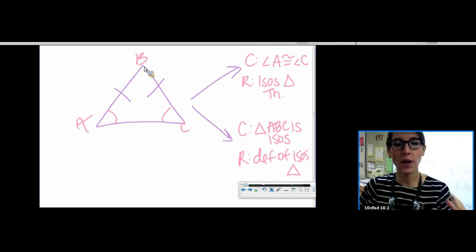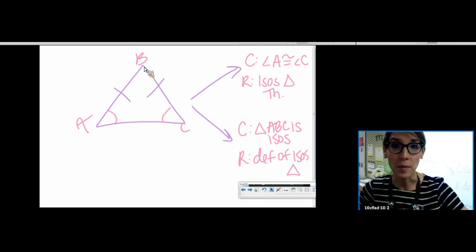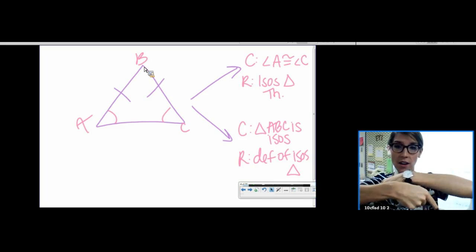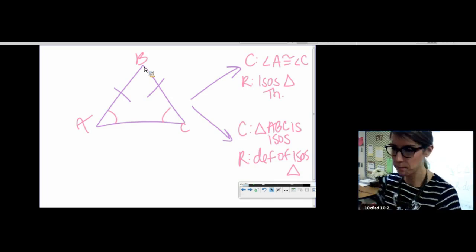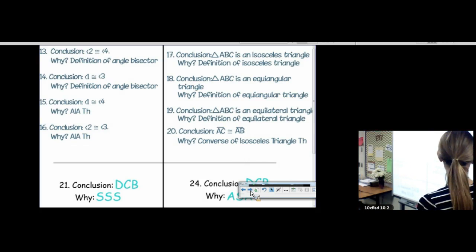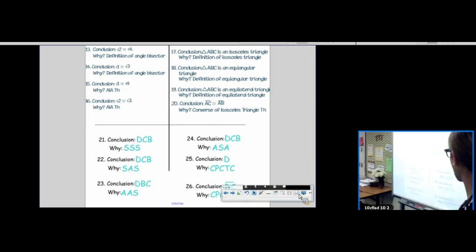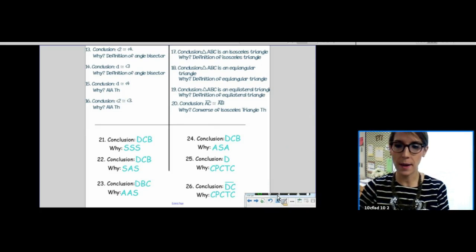The same goes for equilateral. If you're going to say the angles are congruent, you're using a theorem. If the sides are congruent, then the angles are congruent. But if you just say it's equilateral, you're using a definition. Okay? I hope that clears it up a little bit. Let's check page 2 of our answers. We're using some CPCTC on page 2.